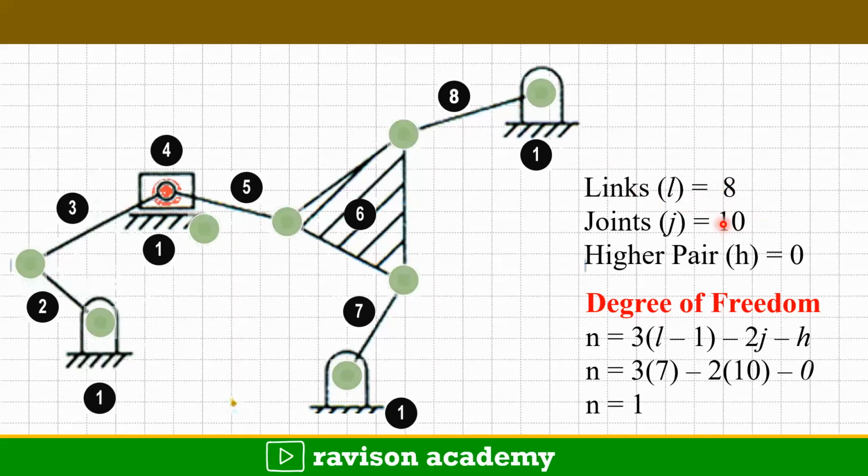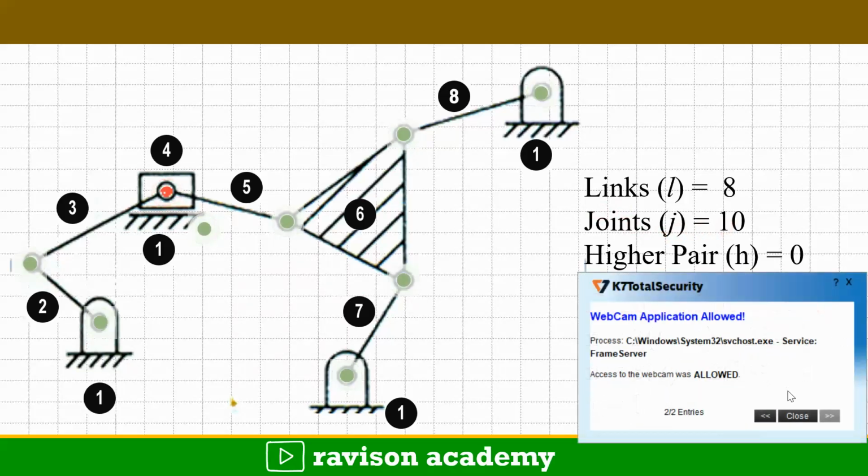Coming to the joints, here you have one binary joint connecting 1 and 2. This is another binary joint connecting 2 and 3. Here you have a ternary joint connecting 3, 4 and 5. So this is a ternary joint. Here it is a sliding joint where 1 and 4 slide on each other. Similarly, this point is also a binary joint connecting 5 and 6. This is a binary joint connecting 6 and 8. This is a binary joint connecting 1 and 8. This is a binary joint connecting 6 and 7. This is another binary joint connecting 1 and 7. So the total number of equivalent joints is 10.